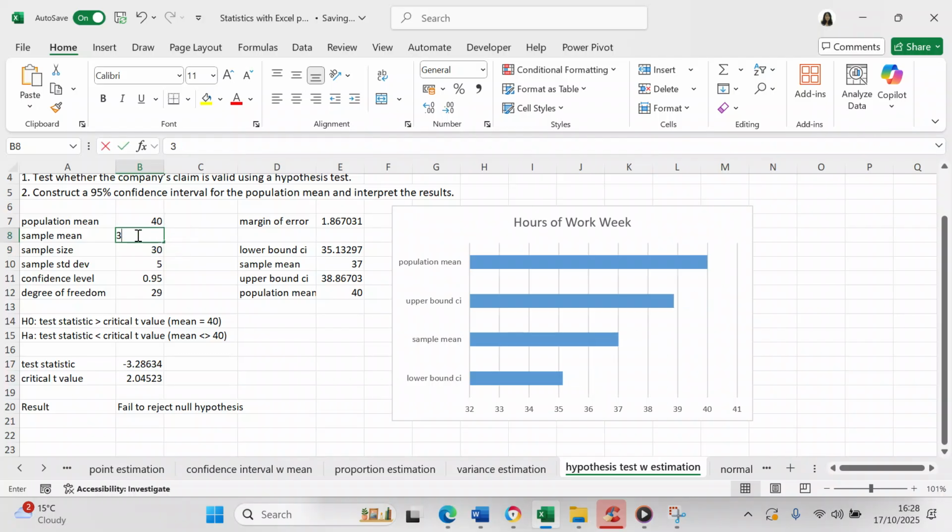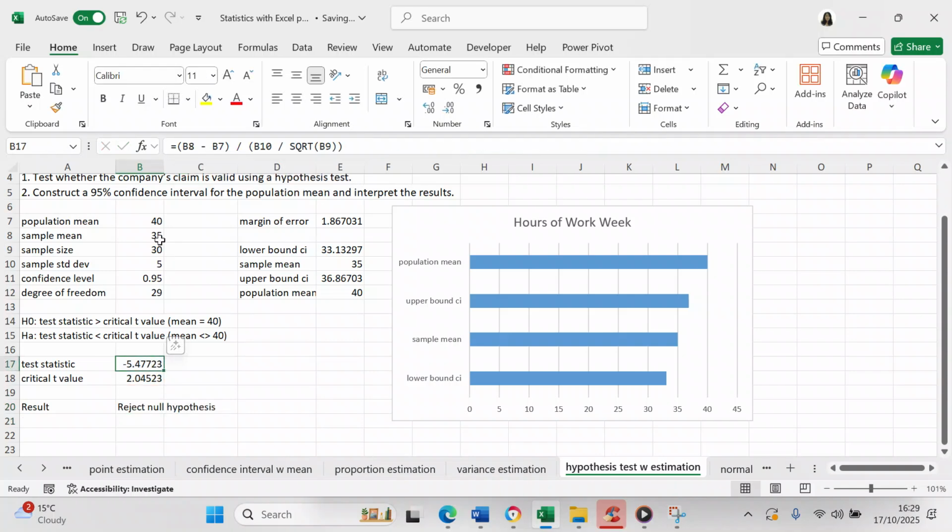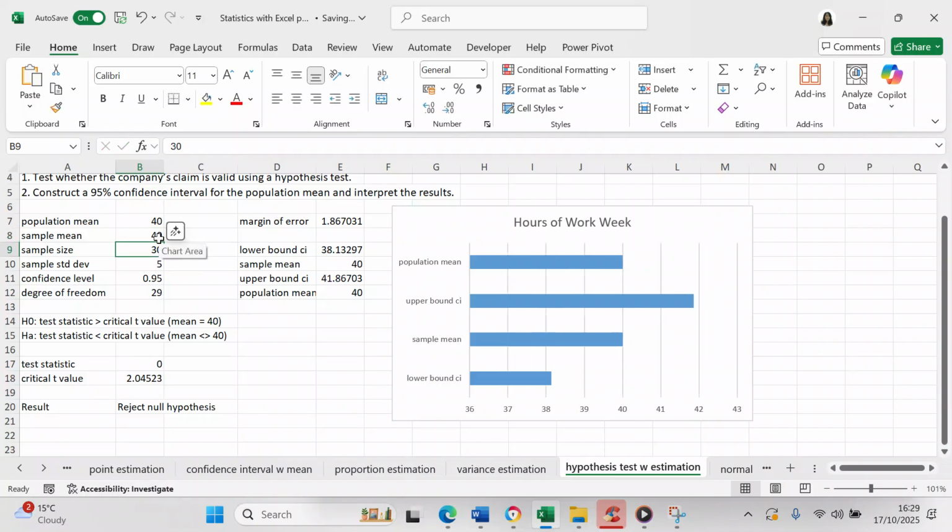So that's not working. So that doesn't work. I just thought, well, maybe it might work if you make it an absolute value. But the absolute value doesn't work either. So if B17 is greater than B18, so you've got 40 and 40, then if B17 is greater than B18, then you fail to reject the null hypothesis, but we've got 0. So I'm just wondering here.